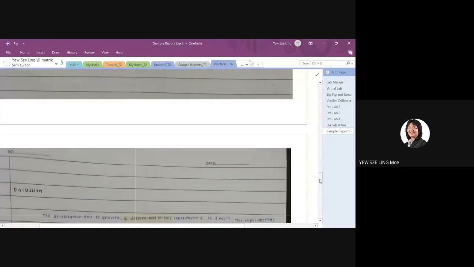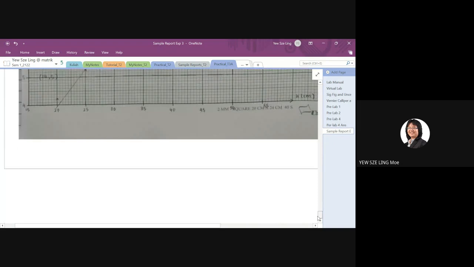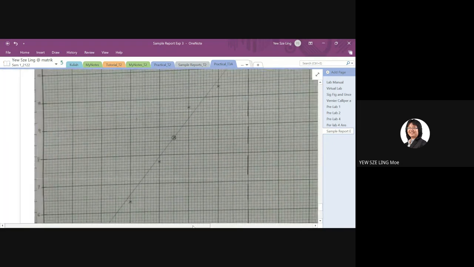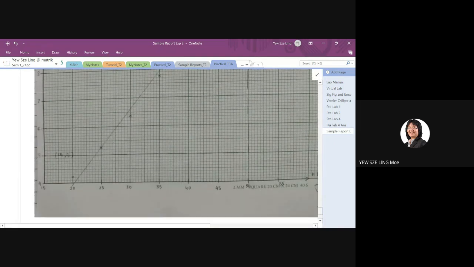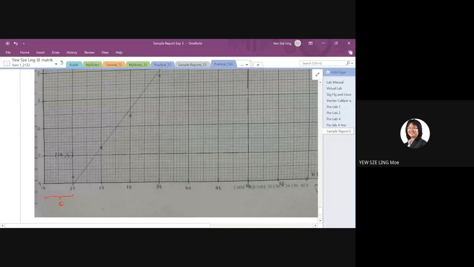Okay. So the graph. Oh yeah, when you start graph, make sure I can see the whole graph paper, yeah. So jangan ada part yang hilang. So this one is okay. So okay, so you have a 5 here. So the smallest is 0.5. Half of the smallest is 0.25.